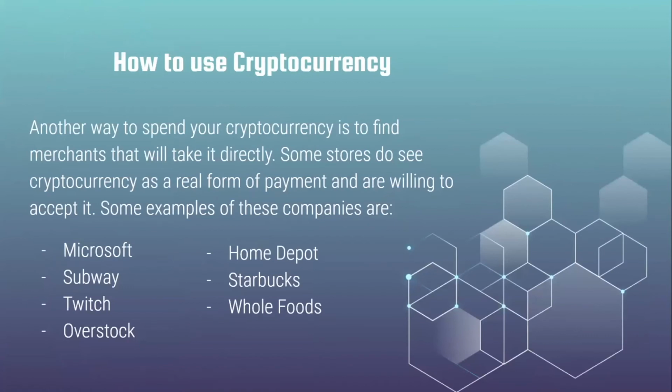Another way to spend cryptocurrency is to find merchants that will take it directly. So instead of using your debit card and going through the bank as kind of like a middleman, you can transfer money directly from your wallet to the merchants. Some stores do see cryptocurrency as a real form of payment and are willing to accept it. Some examples of these companies are Microsoft, Subway, Twitch, Overstock, Home Depot, Starbucks, and Whole Foods.